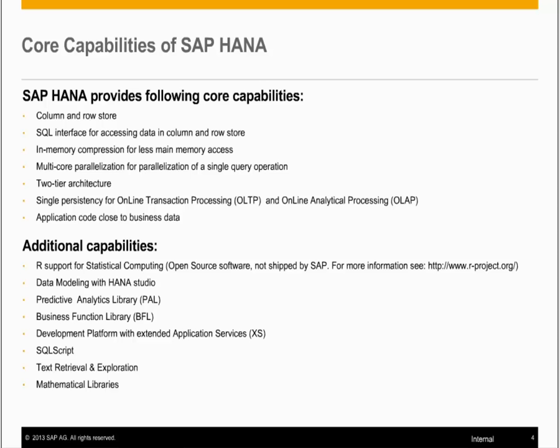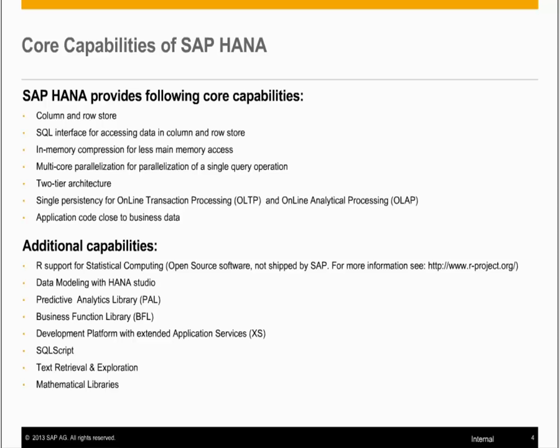Looking a little bit deeper into SAP HANA, what are the core capabilities? Of course, they have a column and row store. So compared with the traditional database, it's not just the row store, but you have the possibility to define column tables as well. Then you have the SQL interface for accessing data in column and row store. You have in-memory compression for less main memory access. You have multi-core parallelization for the parallelization of single query operations. And you have a two-tier architecture, meaning you have a presentation layer and a database layer where also the application logic resides. So it's a move away from the more traditional three-tier architecture, which previously the SAP Business Suite had as a foundation.